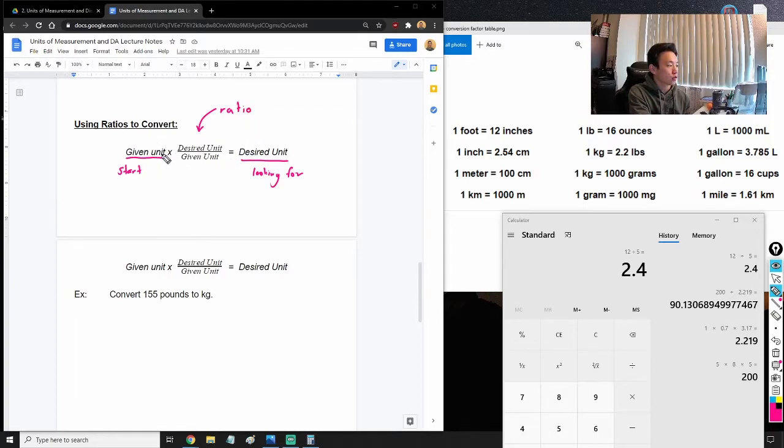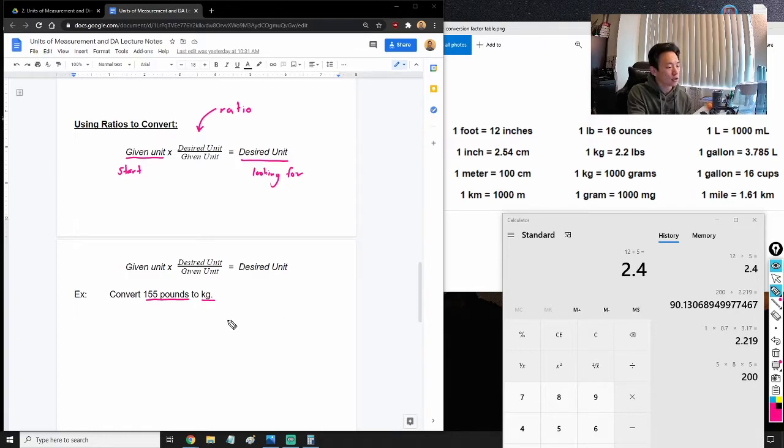Okay, you start with your given unit, you use a ratio, and then you use the ratio to cancel out what you started with so that you only have what you're looking for. Now I know that sounds a little bit complex, but it's very easy. Let's do it in a problem. Okay, so the problem is asking us to convert 155 pounds into kilograms.